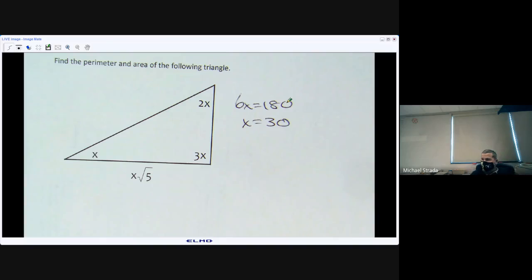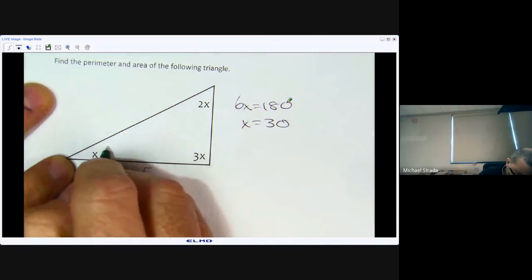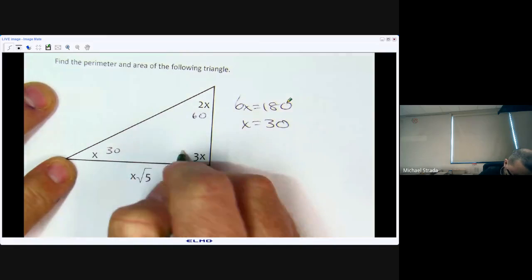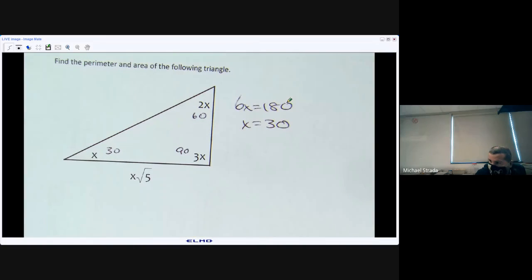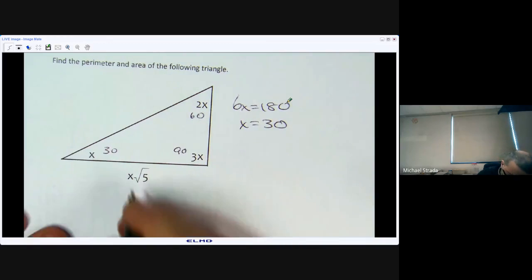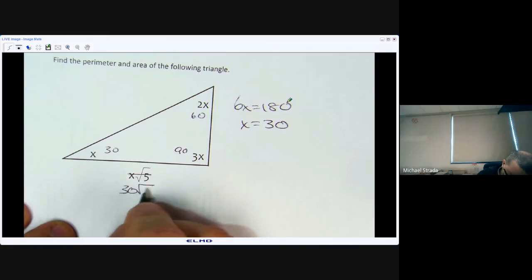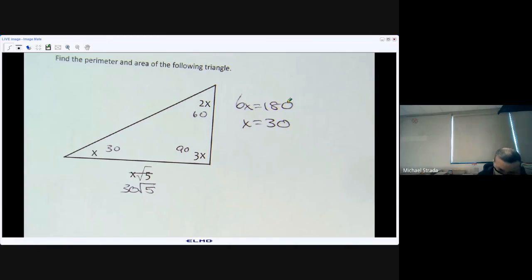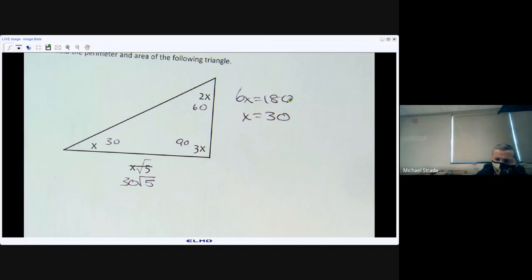6x is equal to 180, x is equal to 30. Good. We know the angles of a triangle always add up to 180, so we can solve for x. That makes this 30, that's 60, that's 90. So that makes it a 30, 60, 90 right triangle. And then this is 30 square root of 5. Good with that?